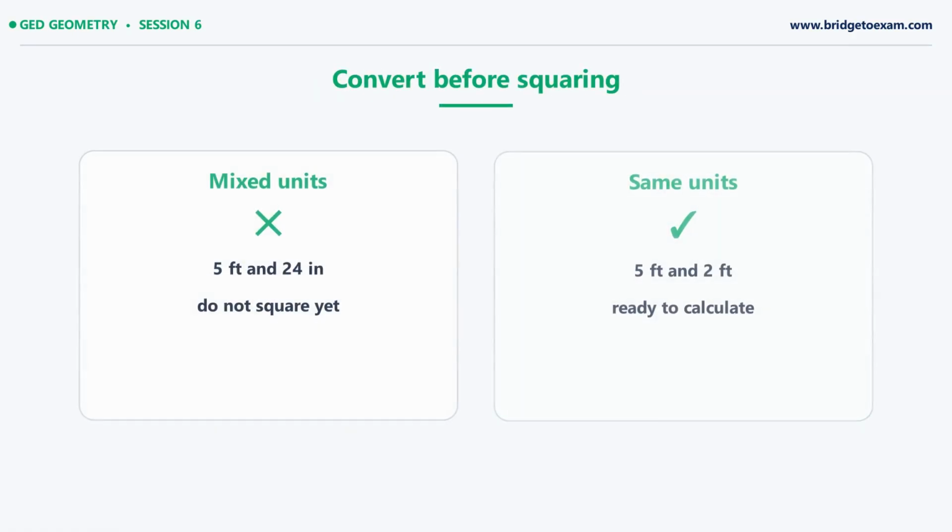All lengths must use the same unit before you apply the theorem. Do not combine 5 feet squared with 24 inches squared. Convert 5 feet to 60 inches, or 24 inches to 2 feet before calculating. Squaring mixed units creates a number with no useful meaning.